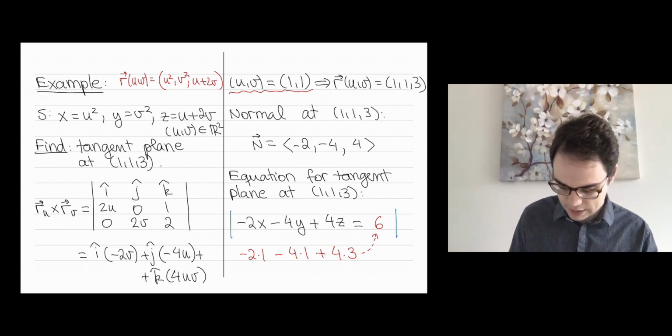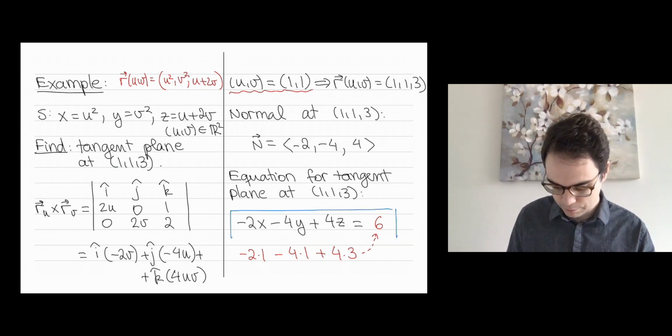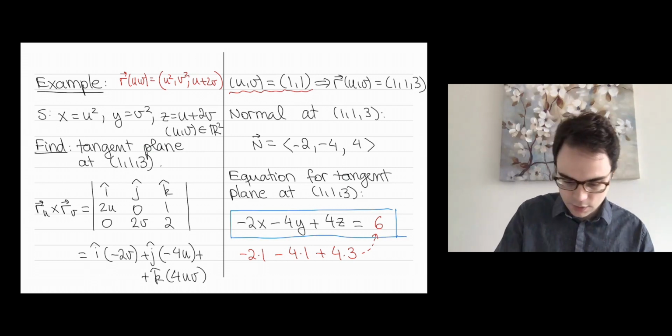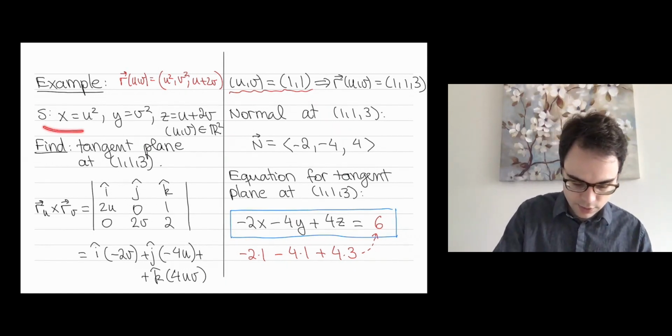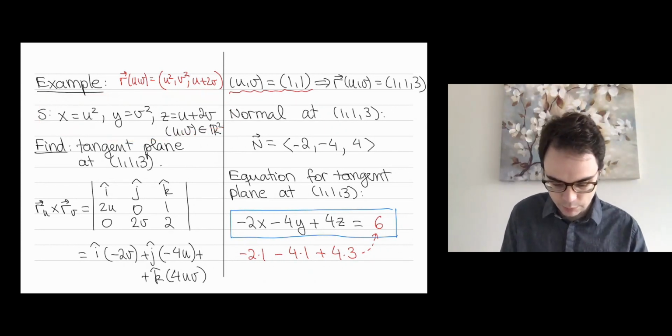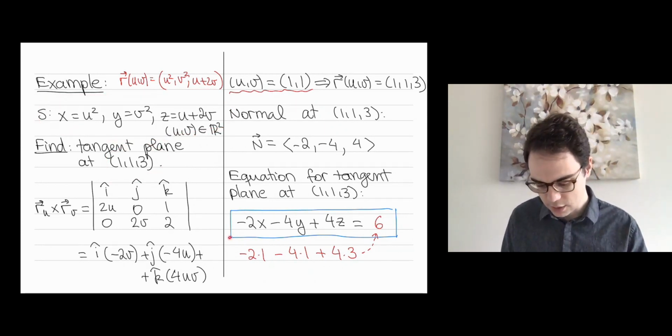The plane that is tangent to this surface, with the given parametrization, at the point 1, 1, 3 is just this plane over here.